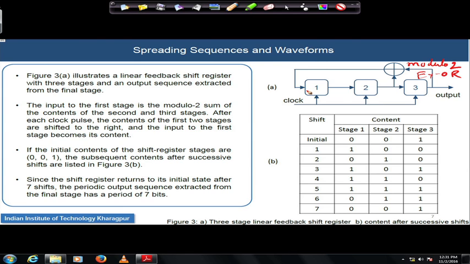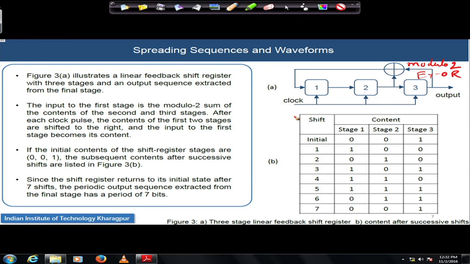and the output of this XOR is fed back as the input to the first stage. When the first clock pulse arrives, the values stored in stage 2 and stage 1 will be shifted to stage 3 and stage 2 respectively, and the values stored in stage 2 and stage 3 will be combined by modulo 2 as the input for the XOR gate, and the output of that will come back as feedback to stage 1.